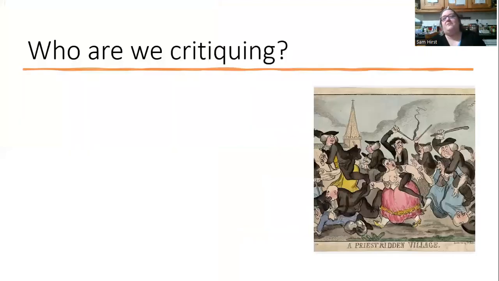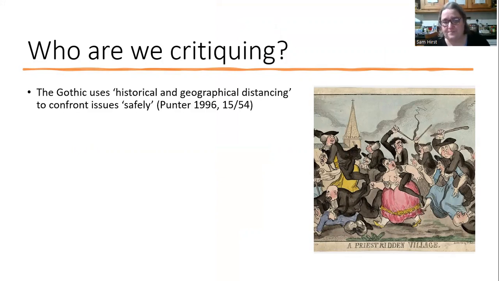So the second answer I have to who are we critiquing is the Church of England. Now, this is another sort of satirical print that we've got here of a priest-ridden village with a load of priests riding the backs of people. And you can see that there's very clear associations here with lust, along with a range of other crimes.